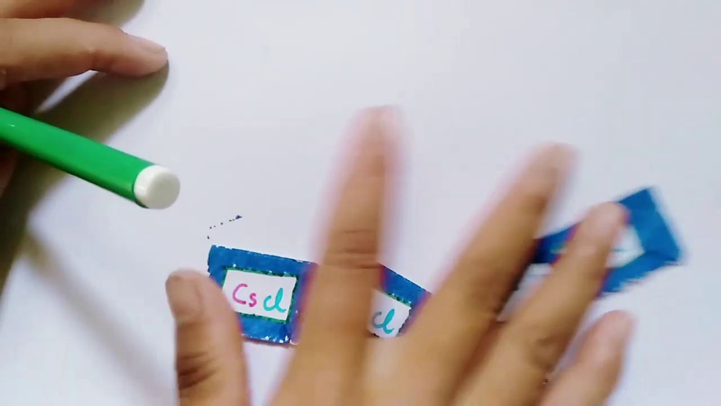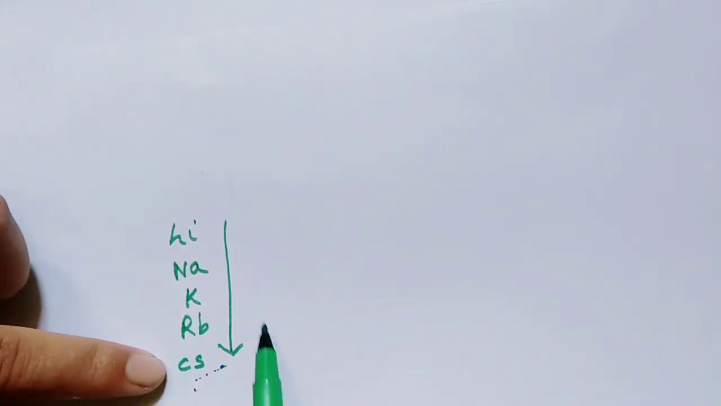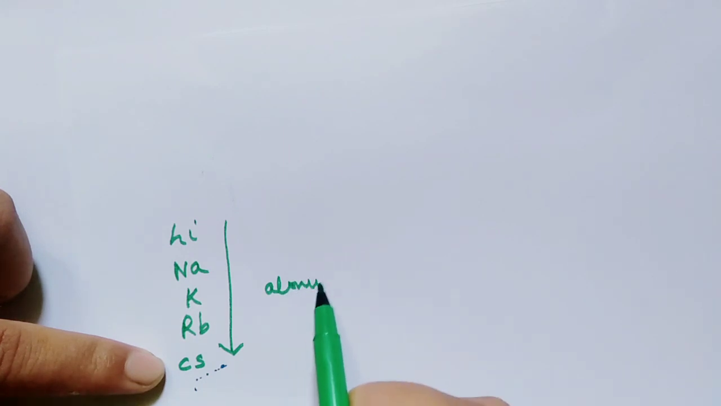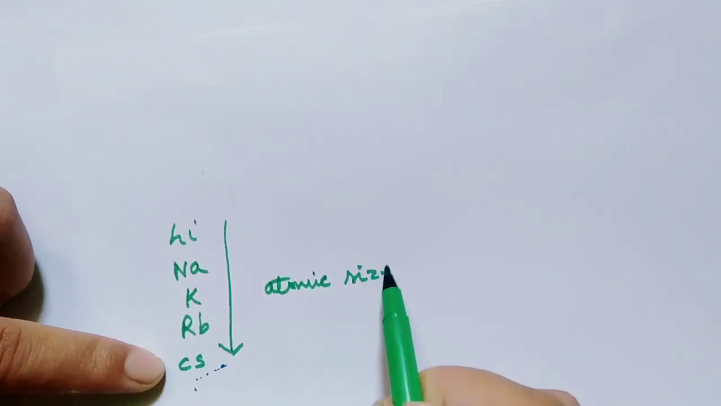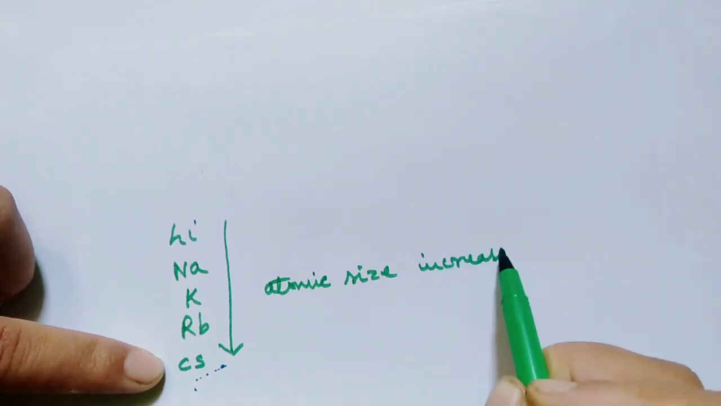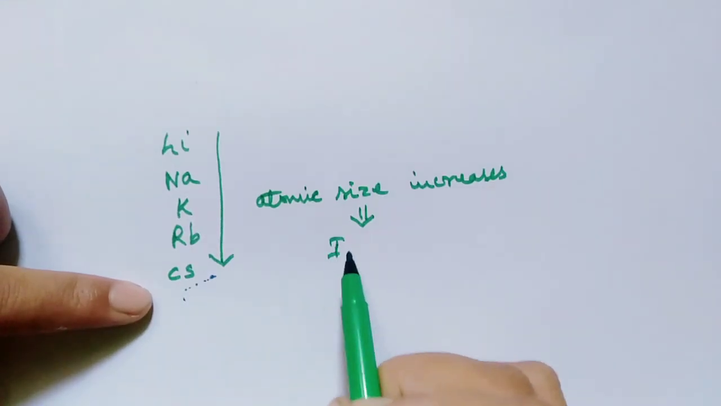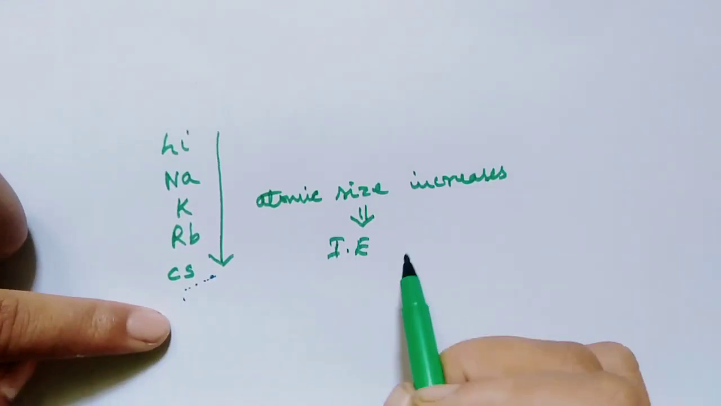So let's come to that one. Lithium, sodium, potassium, rubidium, and cesium. As we move from top to bottom along group 1, what happened to the size of the atom? It increases. Atomic size increases. So if the atomic size increases, what happened to the ionization enthalpy? Ionization enthalpy or ionization energy decreases.